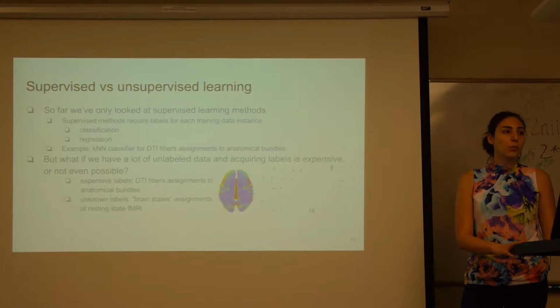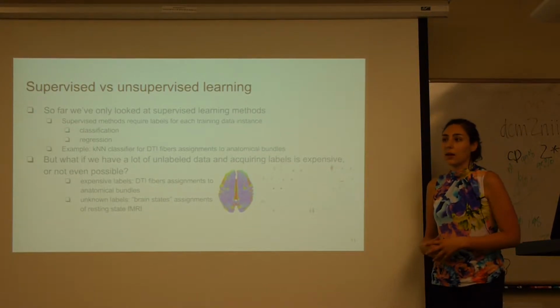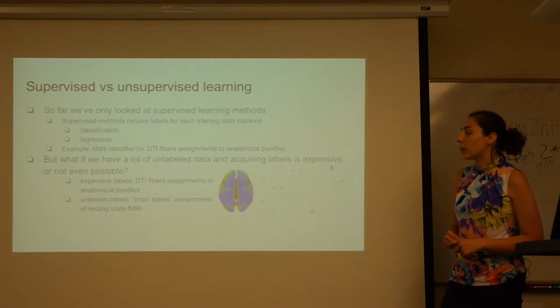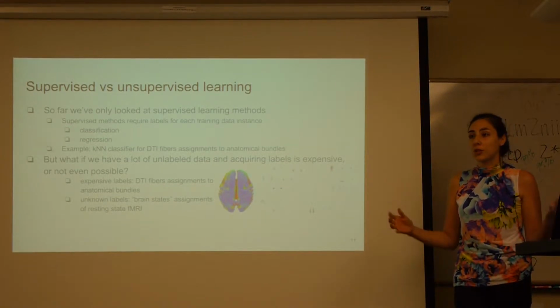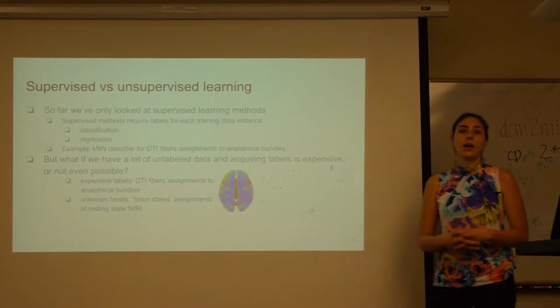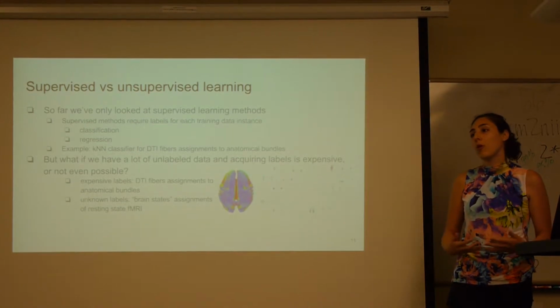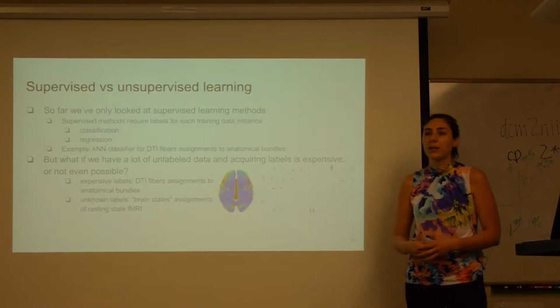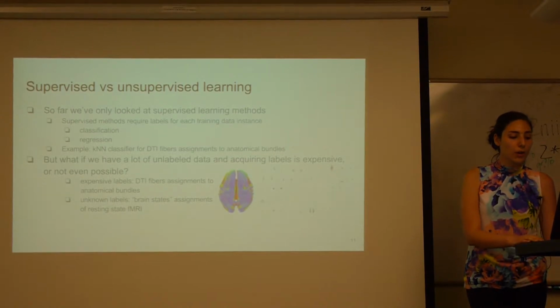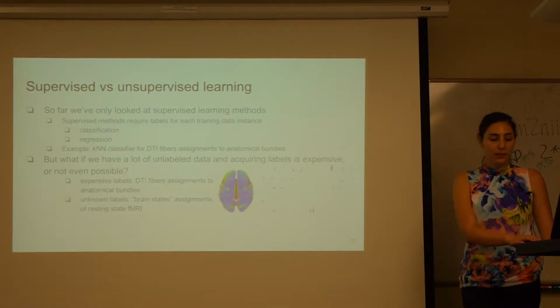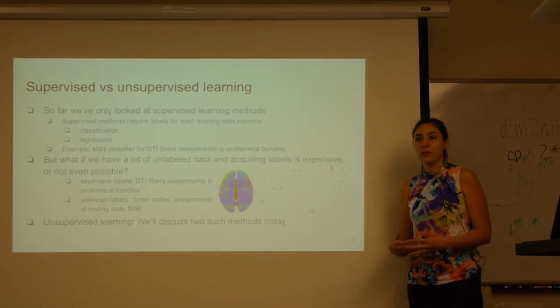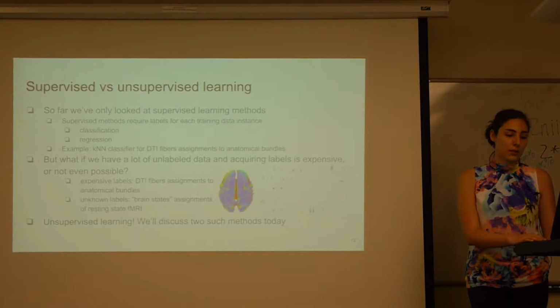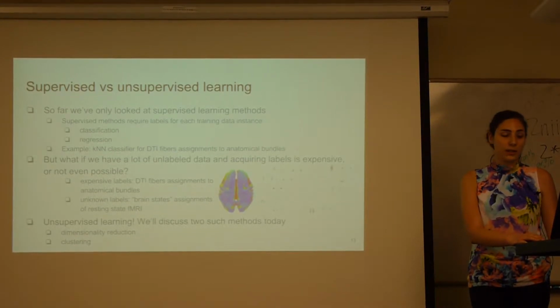But there are also cases where it's impossible to get labels. So for example, in resting state fMRI, if we want to assign brain states to different regions or time instances, there's no really ground truth. We don't really know what the real situation is in the brain. So these unsupervised methods can be used when we don't know the ground truth or we don't have a label for our data. So we'll discuss two such unsupervised methods today: dimensionality reduction and clustering.